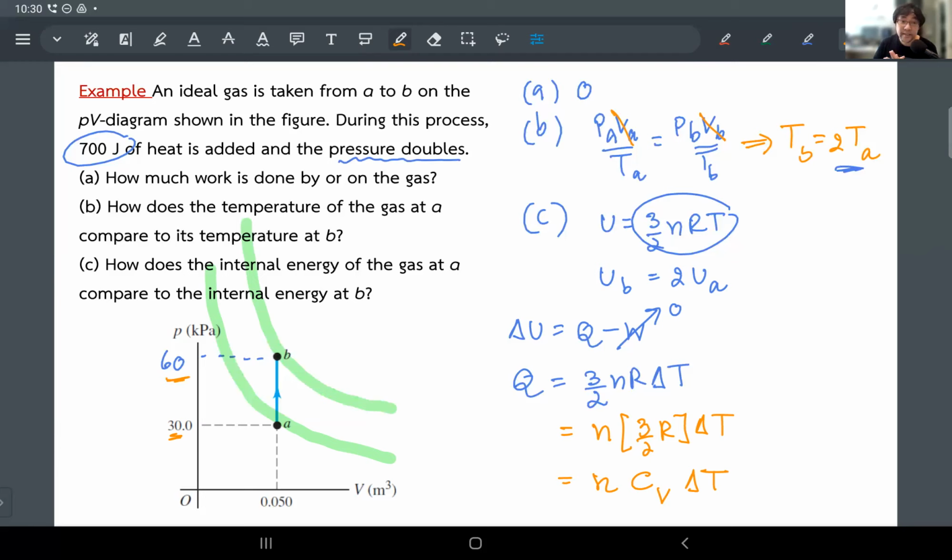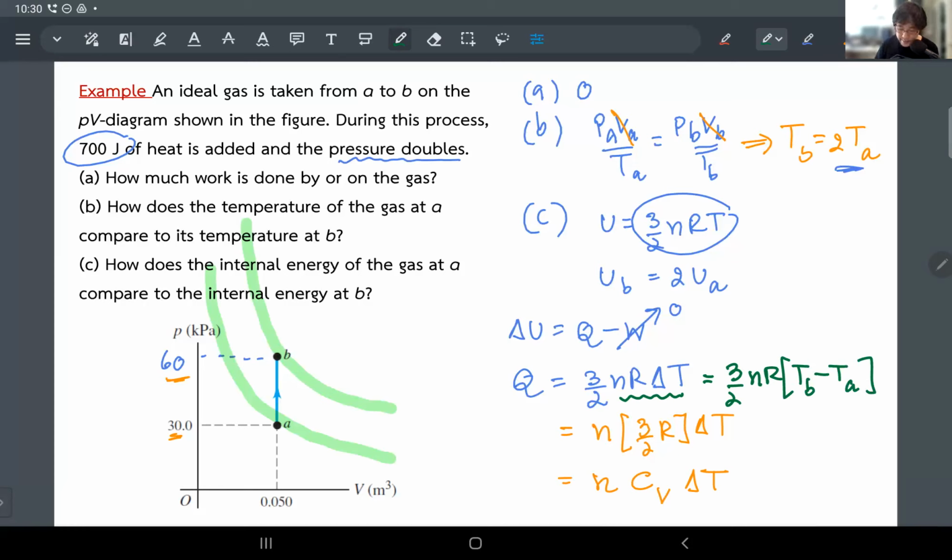Well, we can actually go further, but because this problem doesn't really ask you to, if you really want, we can do it right here. Follow me a little bit here, guys. Look at this: it's 3/2 nR delta T, right? So if I write this down as 3/2 nR times T at B minus T at A, you guys with me so far?